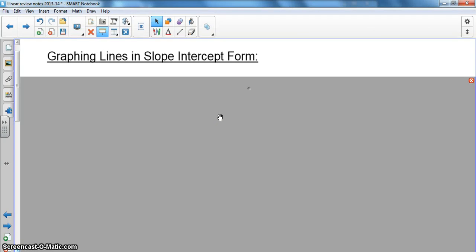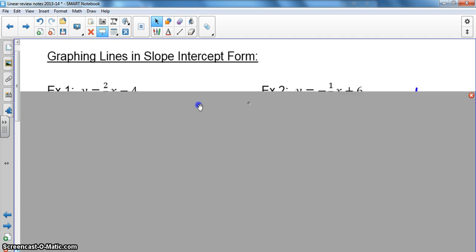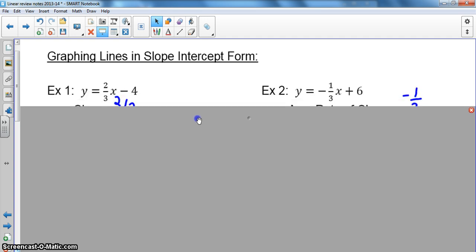Okay, we are now on part 2 of the linear review sheet, which is going to be graphing lines in slope-intercept form. So we have one example here. It's y equals 2/3 x minus 4. And in order to graph our line, we need to first determine the slope and the y-intercept. So I always like to write them down so we know what they are as a visual.